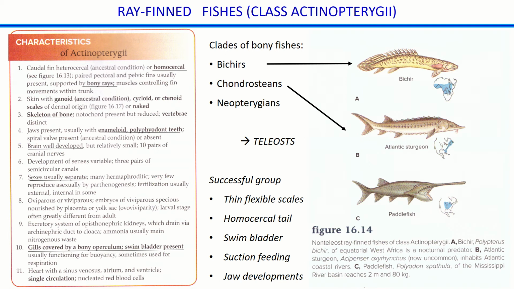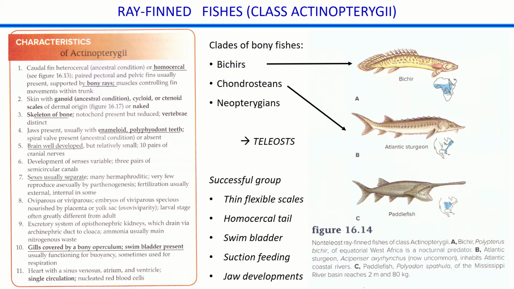Homocercal tail again, very important. Paired pectoral and pelvic fins usually. It helps them with swimming and support and strength. Supported by bony rays that control fin movements within the trunk. By having bony rays, guys, the teleost fishes are the first ones who can do this very successfully. A shark has just these fins that stick out. He can move them, but it's very cumbersome. A teleost can do whatever he likes with his fins. You understand that? That's a good development.